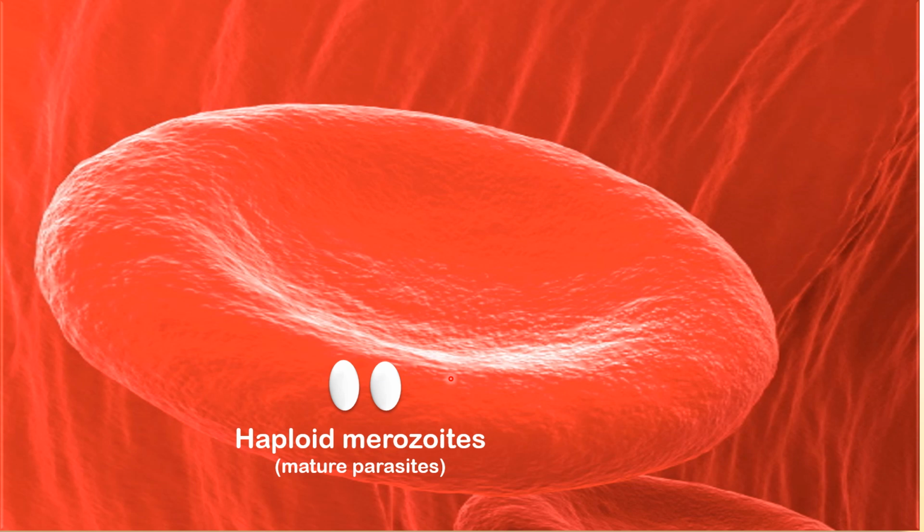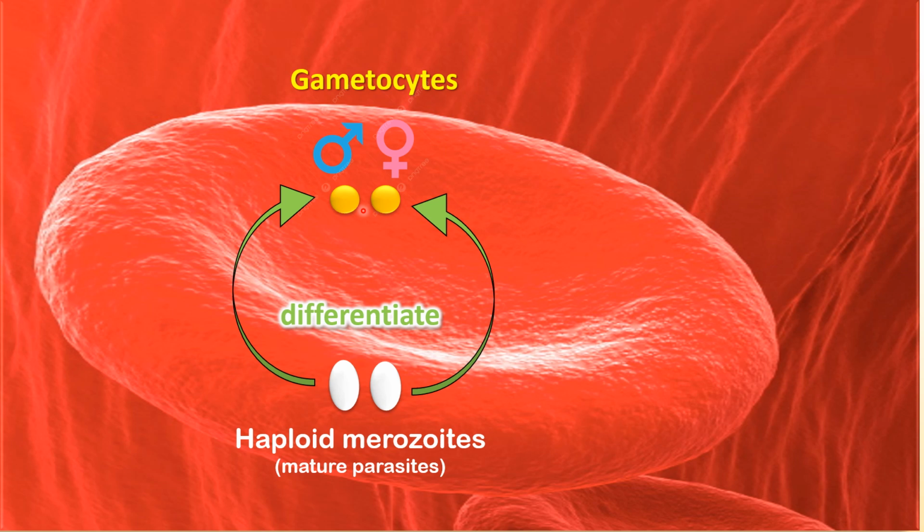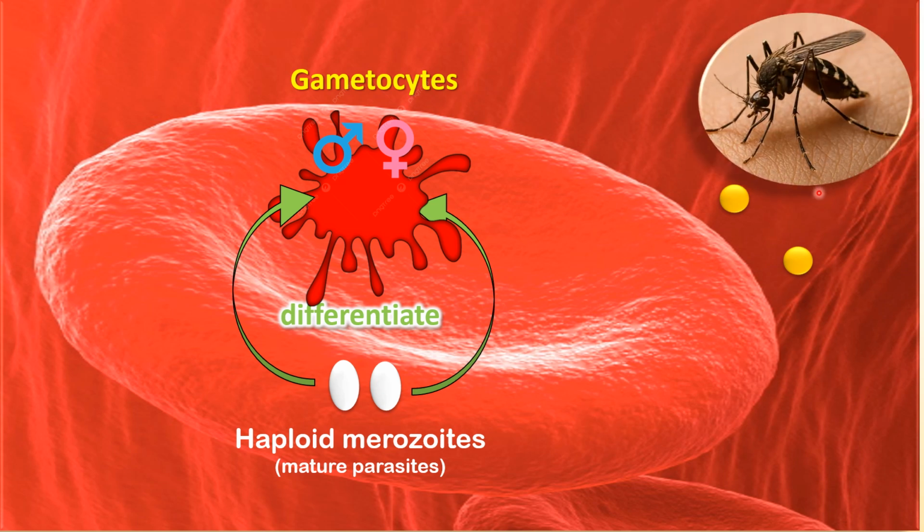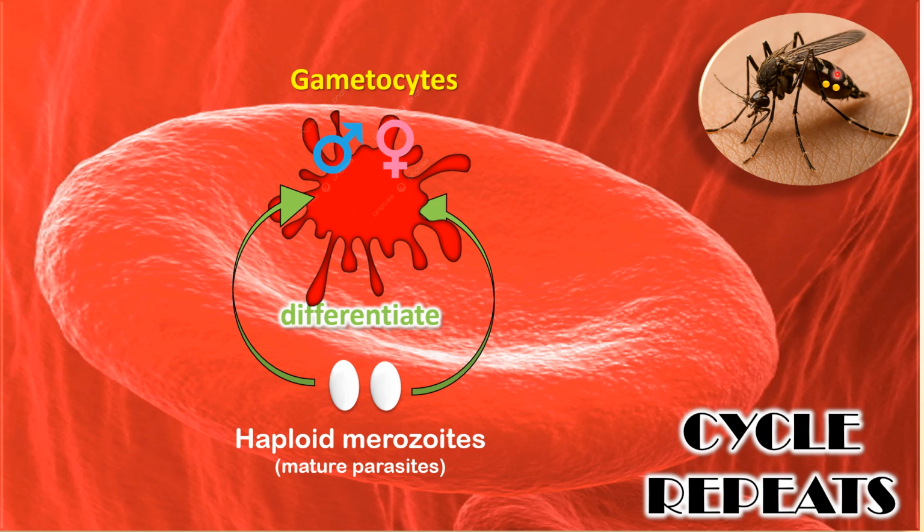There is another very important event that happens in the red blood cell. These haploid merozoites can also differentiate. They differentiate into gametocytes. So these male and female gametocytes will rupture the red blood cell and move into the patient's bloodstream. So now, when a mosquito comes and bites that individual, the gametocytes re-enter the stomach of the mosquito and the cycle repeats. So this is how transmission of malaria occurs.